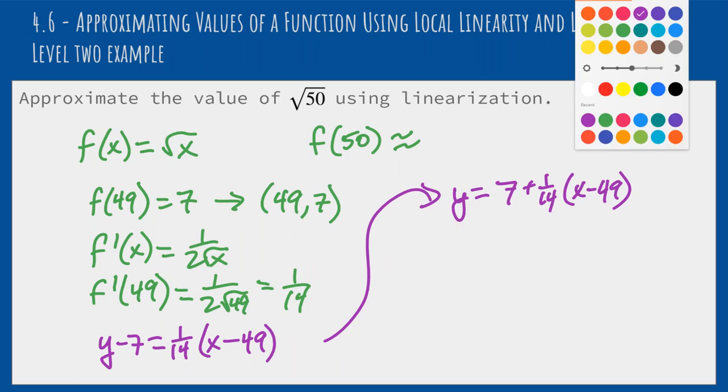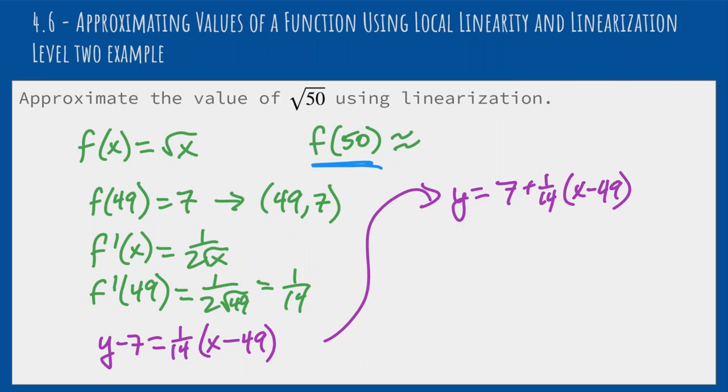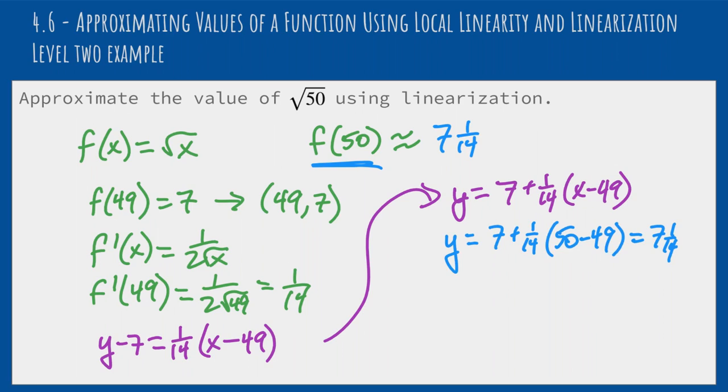So then to approximate the value of f of 50, we're going to plug the 50 in for x. I do like to keep it in this form because generally we're plugging in a number close to 49. And so by leaving it as x minus 49, that subtraction is pretty easy. So y is equal to 7 plus 1/14 times 50 minus 49, which is just 7 and 1/14. So that answers our question here. f of 50 is approximately 7 and 1/14.